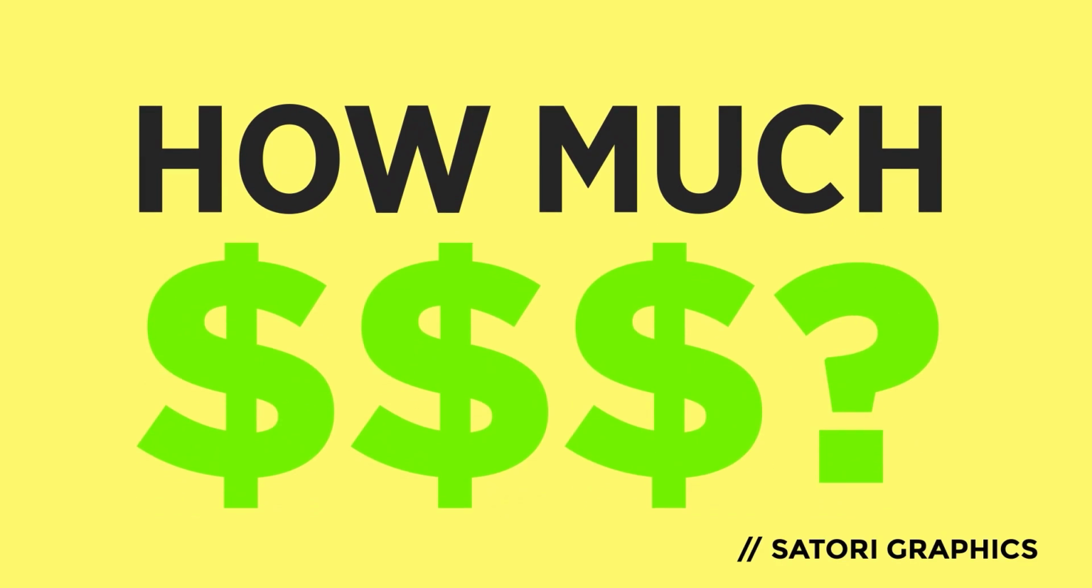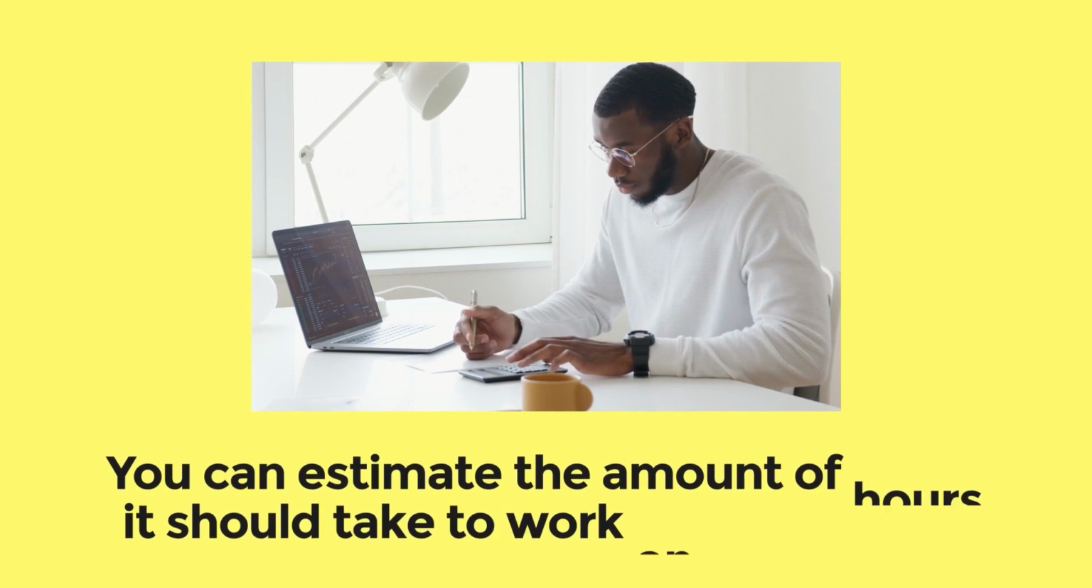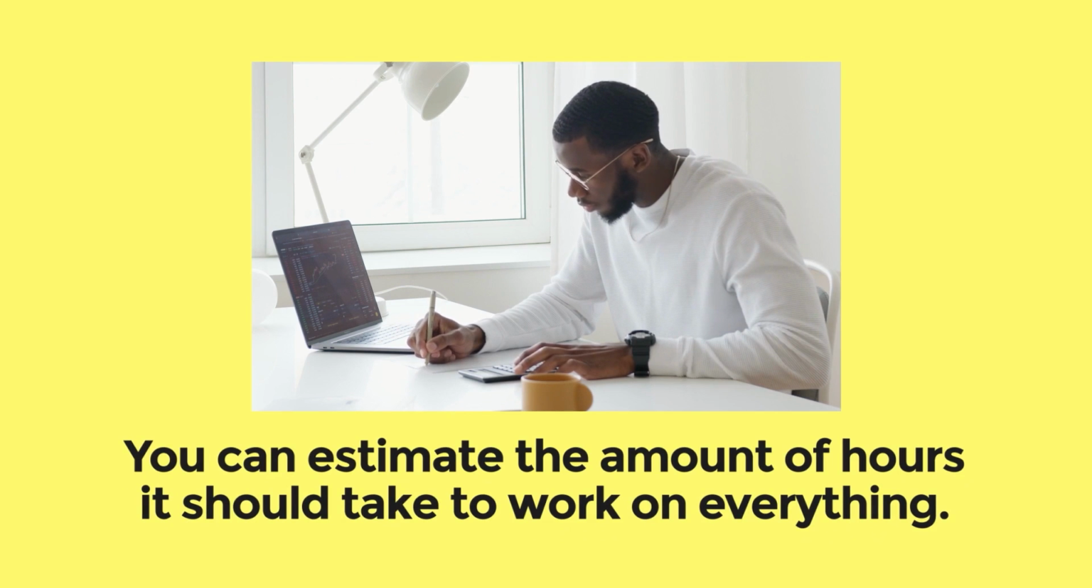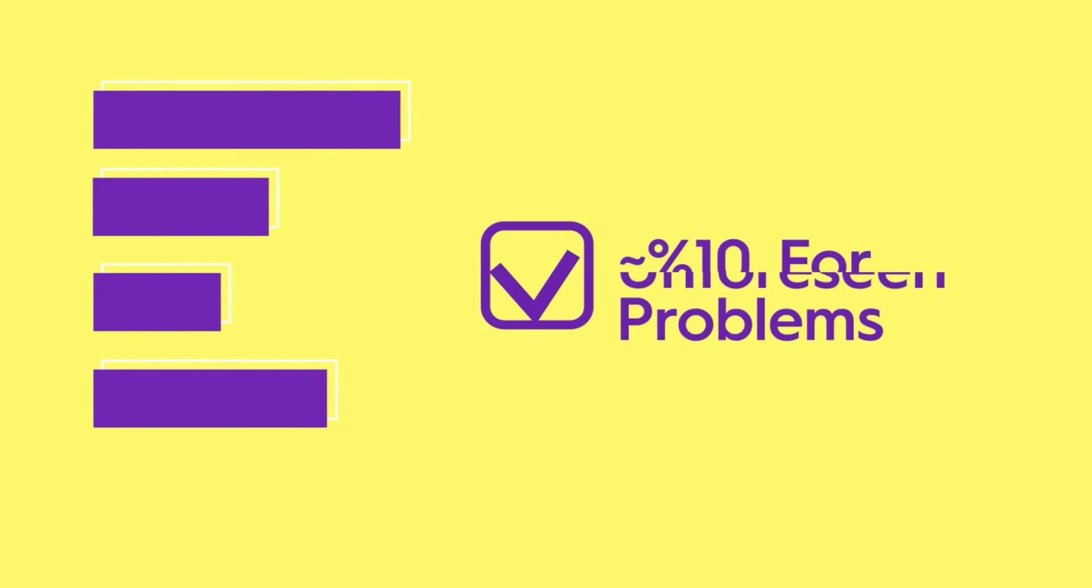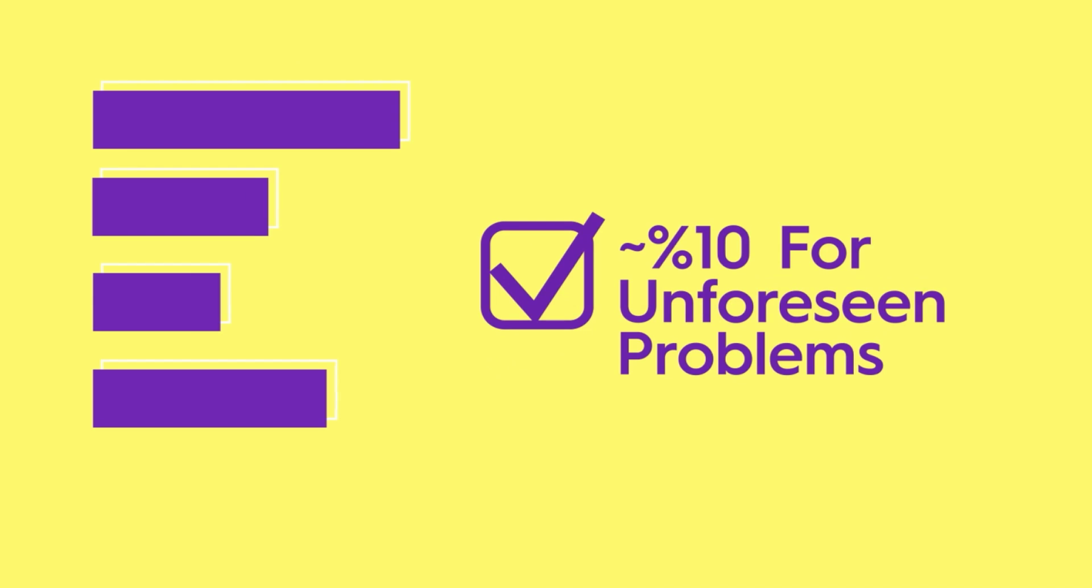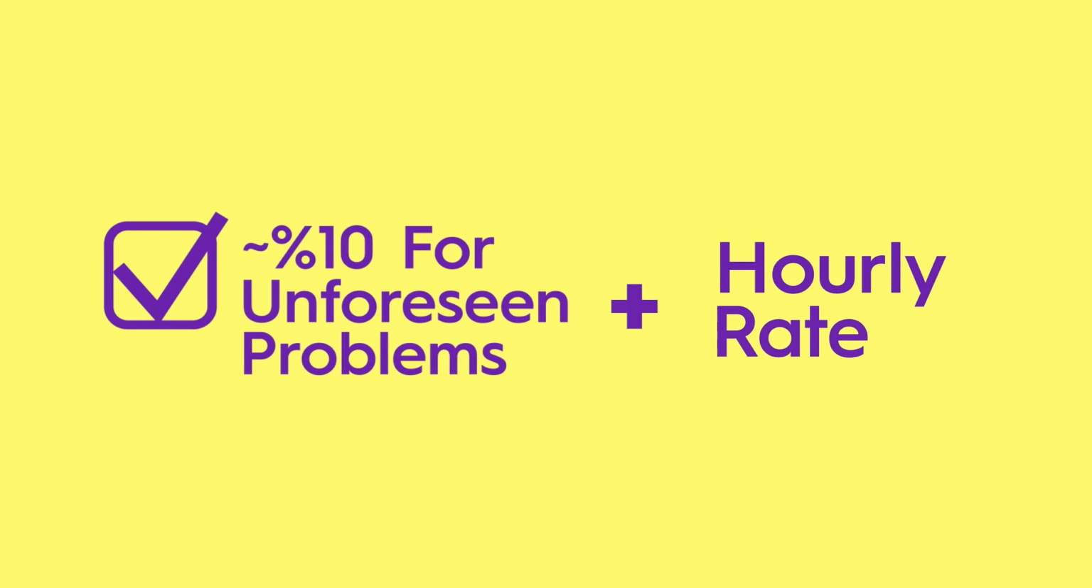So let's talk brass tacks. How much should all of this cost? That is like asking how long is a piece of string. So you first need to establish exactly what your client needs from you. When you know what's going to be included in the branding package, you can estimate to yourself the amount of hours it should take for you to work on every single thing. When you know roughly how many hours it's going to take, you can then add on maybe 10% to compensate for unforeseen problems. You can then apply your hourly rate, based on how much you value 1 hour of your time.